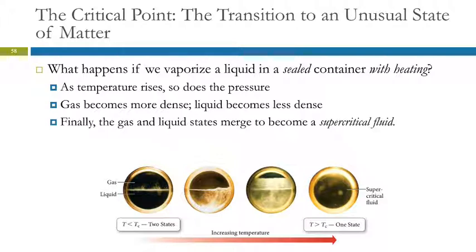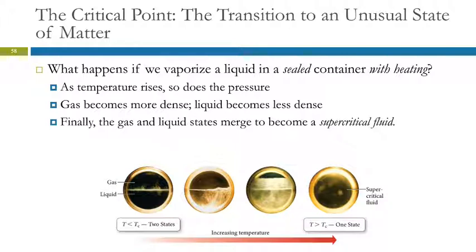If you heat a liquid in a sealed container, what happens is, as the temperature rises, the pressure does as well. As the pressure increases, the gas becomes more and more dense. The liquid becomes less dense because as you heat liquids, they become less dense. And at a particular point, called the critical point, the gas and the liquid states merge and become one state. It's not a gas and it's not a liquid. It's called a supercritical fluid.